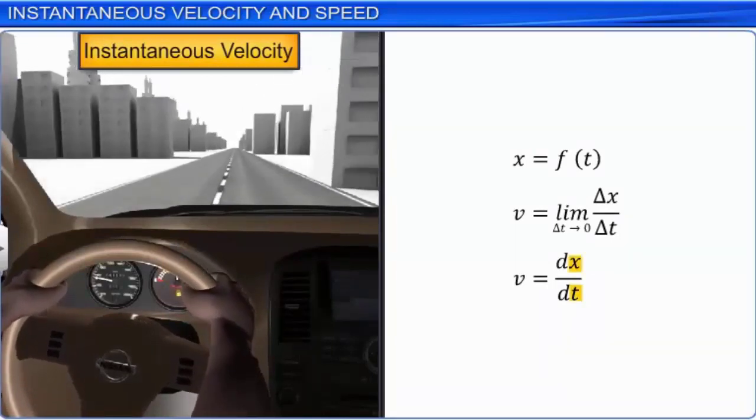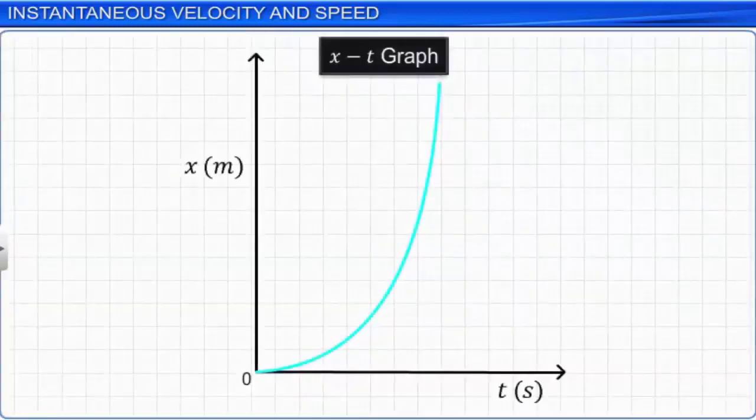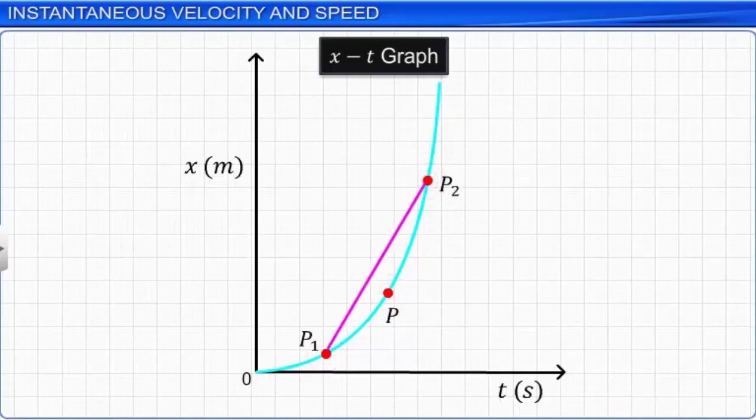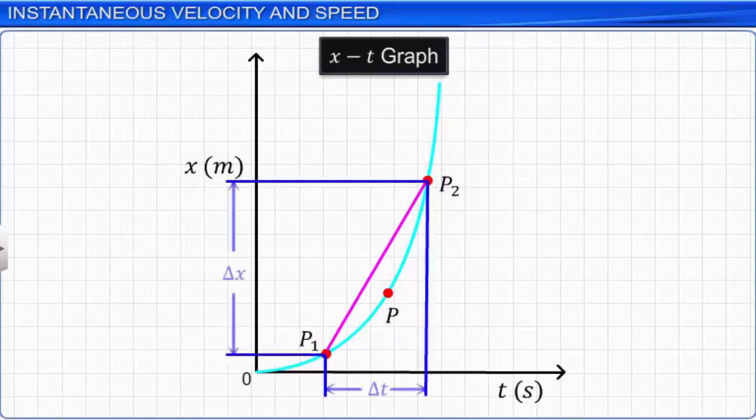Let's understand how to calculate instantaneous velocity using an x-t graph. We first mark a point P on the graph at which the instantaneous velocity of the body has to be found. We mark 2 points P1 and P2 on either side of P. Join points P1 and P2. Find delta T and delta X.